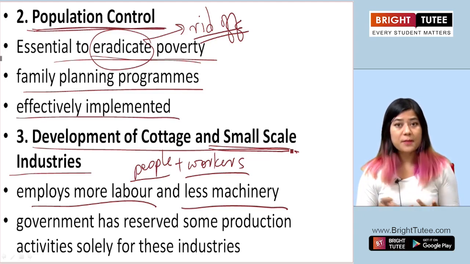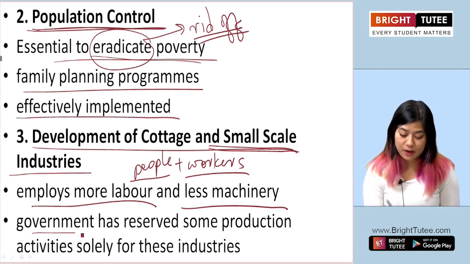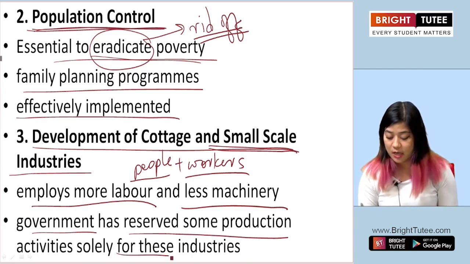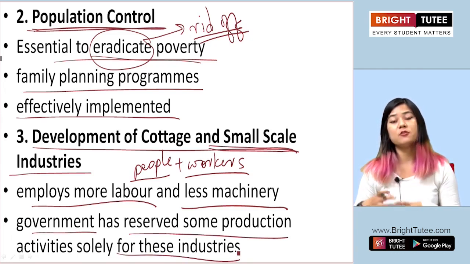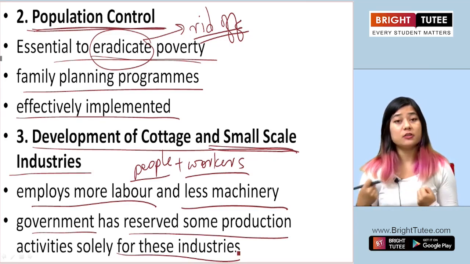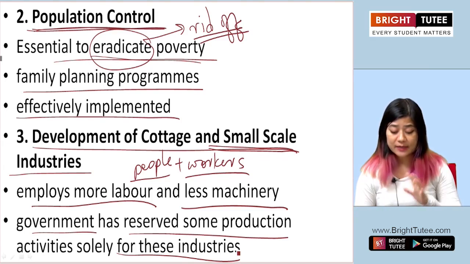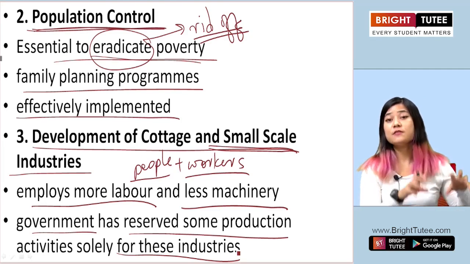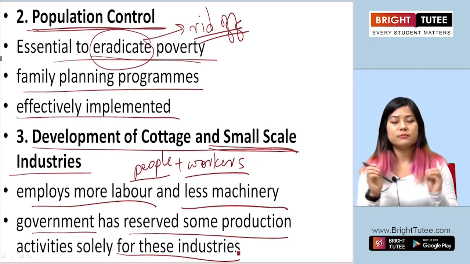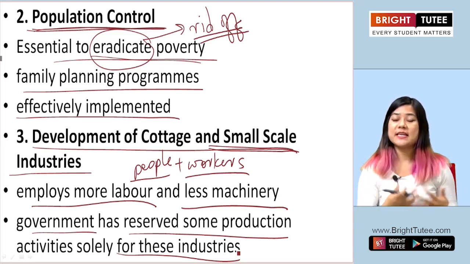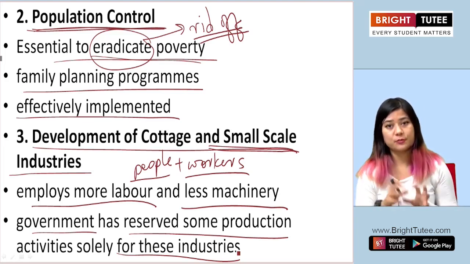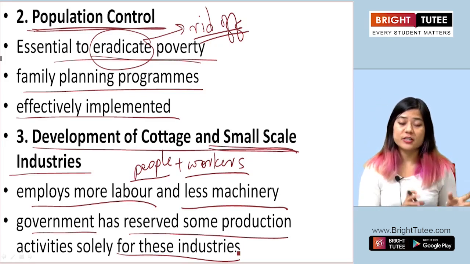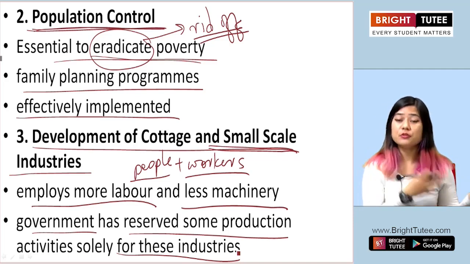And there is also a role played by the government. The government has reserved some production activities solely for these industries. So the government also plays a big role in encouraging the cottage and small scale industries. How? They reserve production of some articles. Say, for example, that there are certain food items like biscuits or water bottles. The government says that these are only to be manufactured or produced by the small scale industries. The large scale industries, the big industries, will not be allowed to produce those articles.